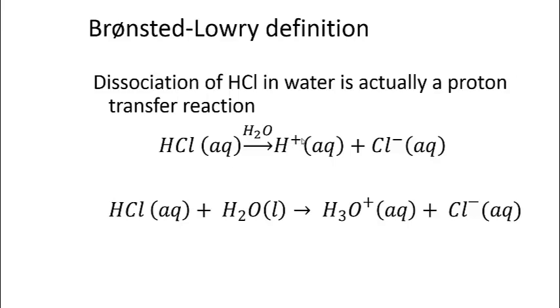So if we rewrite the preceding reaction for the dissociation of hydrochloric acid like this, HCl plus H2O liquid yields hydronium, H3O+, plus Cl-. This expression is more indicative of what's actually taking place at the molecular level. HCl is the proton donor, and H2O is the proton acceptor in this scenario.